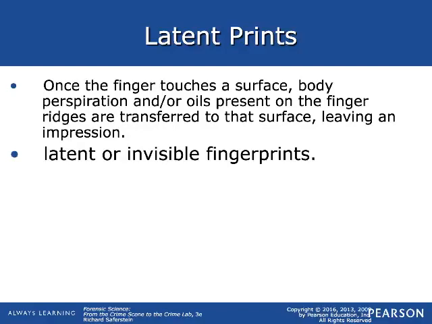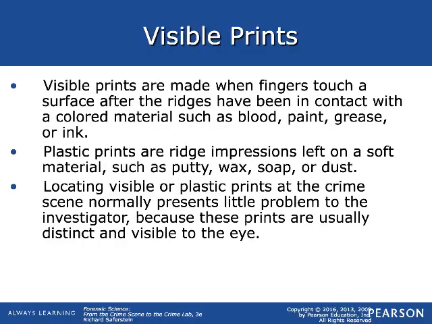Okay, now latent prints. So a latent print is an invisible fingerprint, so it's left from the oils on the skin. Okay, so visible prints are ones that you can actually see. So visible prints happen if somebody had blood on their fingers or paint or grease or ink. So somehow they had something on their fingers and they put it down. Okay, so that's visible prints.